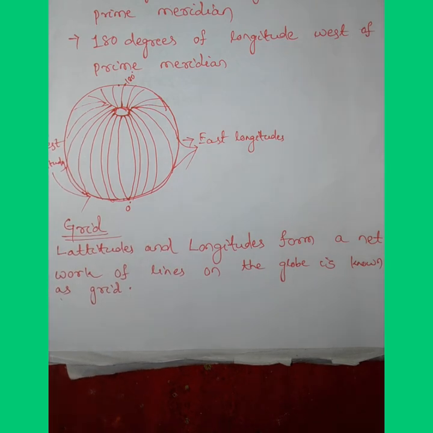The point at which the latitudes and longitudes cross helps us to locate a place. From that we know that to locate a place on the globe or the map, we have to know the degree of latitude and the degree of longitude of that place.